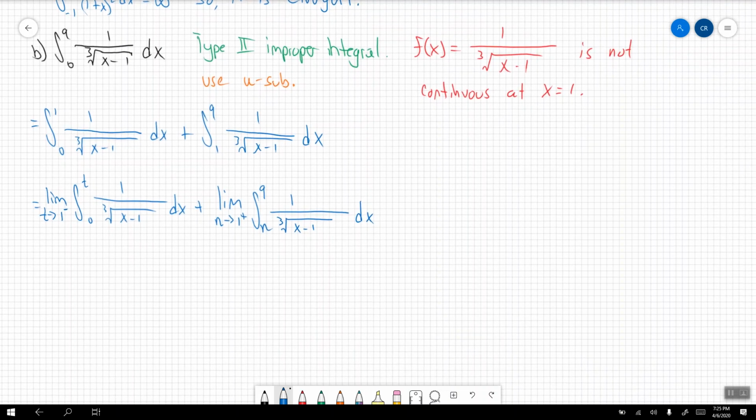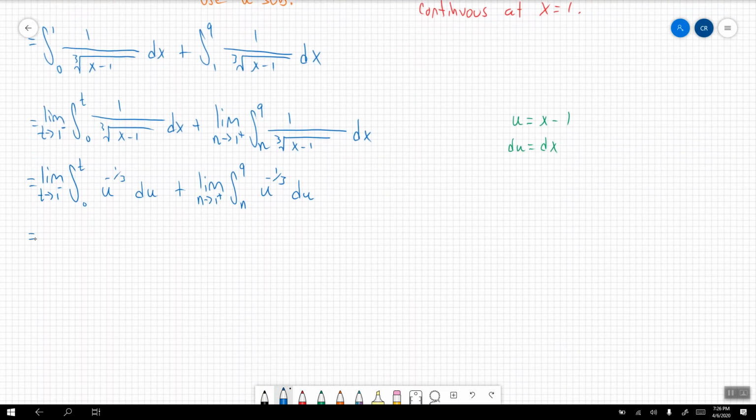So let's go through and do that u substitution. We said we wanted a u sub, so u is equal to x minus 1. That means that du is just dx. So this is the limit as t approaches 1 from the left side, from 0 to t, and actually I'll rewrite this differently. This is now going to be u to the power of negative 1/3 du, plus the limit as n goes to 1 from the right-hand side, from n to 9, and once again, that's the same integral, and that was du.